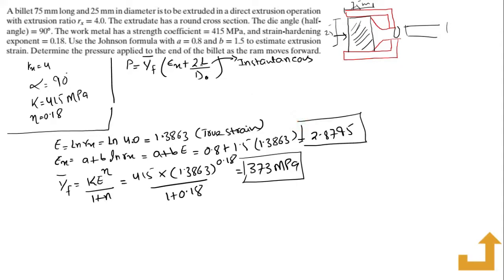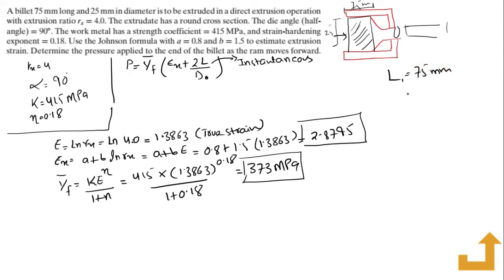And we have the value of the extrusion strain here. So we have this factor. Now we have to find out this one. We know the L and the D naught. So it says determine the pressure applied to the end of the billet. So the initial length was 75 millimeter.